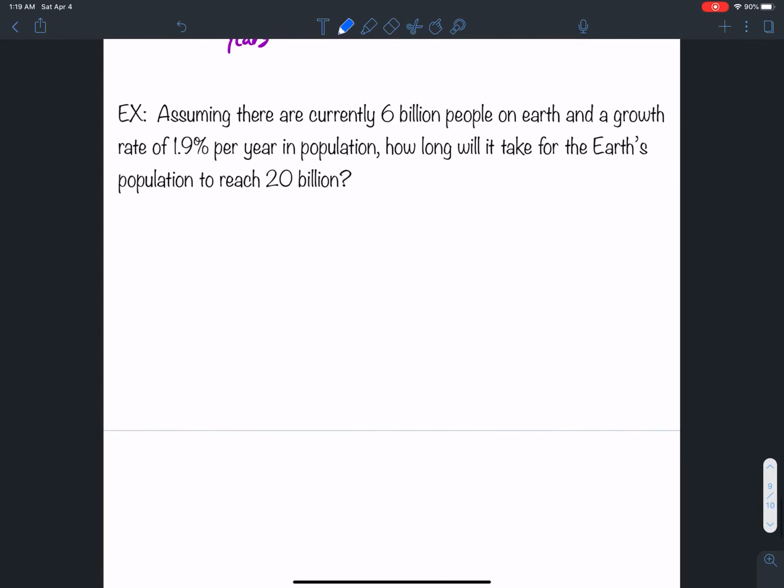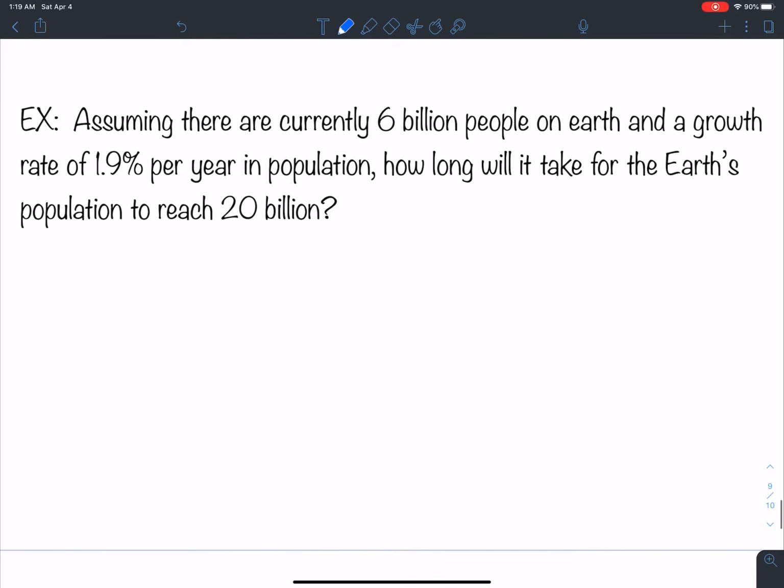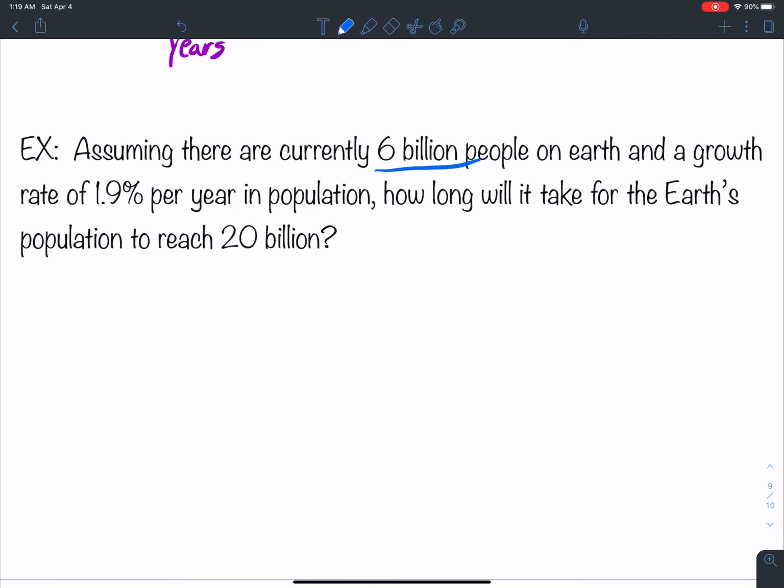So assuming that there are currently 6 billion people on the planet, which there's more than that, but let's assume there's 6 billion, make it a nice round number. And then our growth rate is 1.9% per year in population. So the population grows 1.9% every year. How long will it take Earth's population to reach 20 billion? 20 billion is a pretty big number, okay?